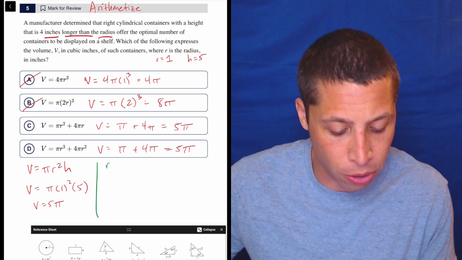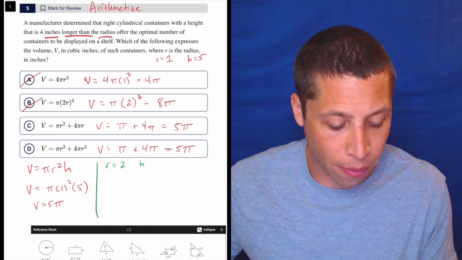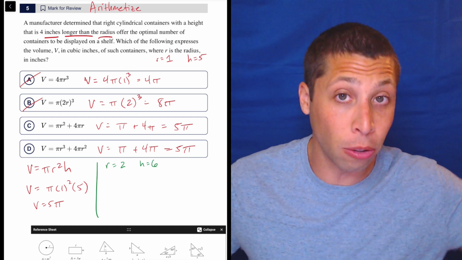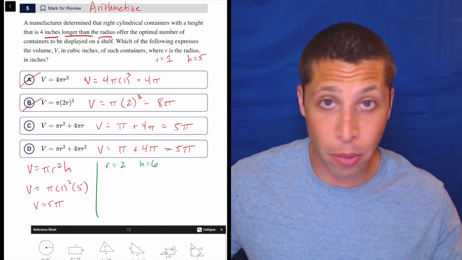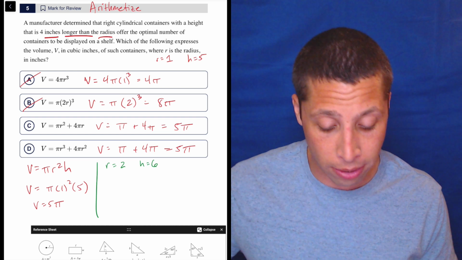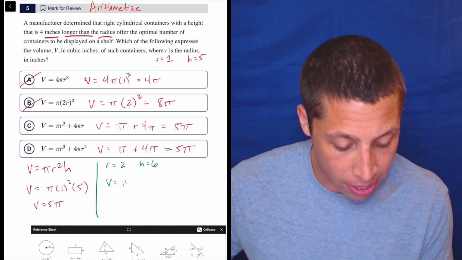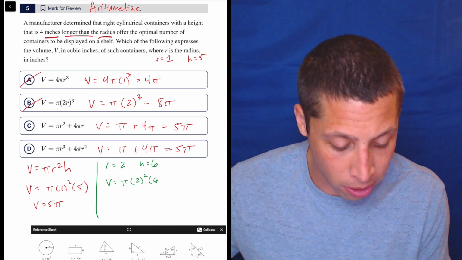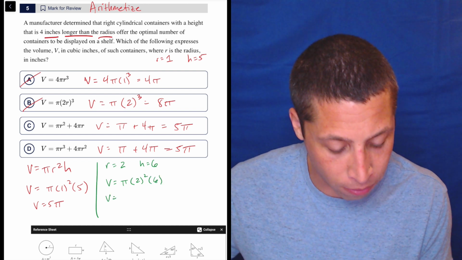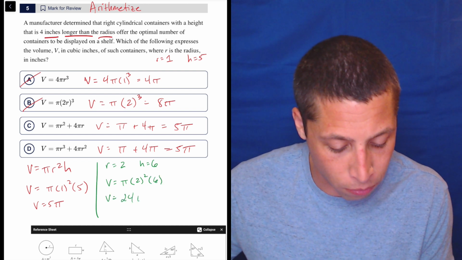So, right, why don't we do the radius is 2, and now the height is going to be 6, right? It's still 4 greater. Now we don't need to check A and B. We already know those choices are terrible. So we're going to continue with choice C. But first, I guess we got to get the new volume, right? So the volume is pi times the radius squared times the height. So that is 4 times 6, which is 24 pi.